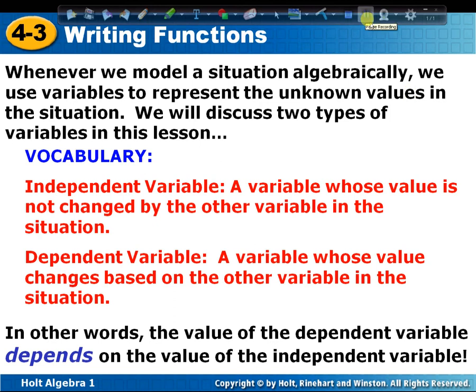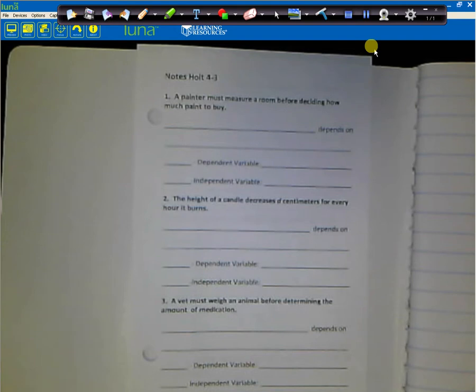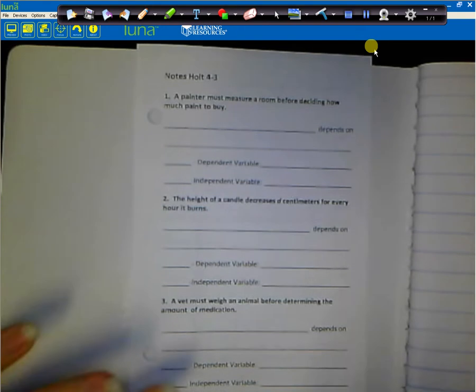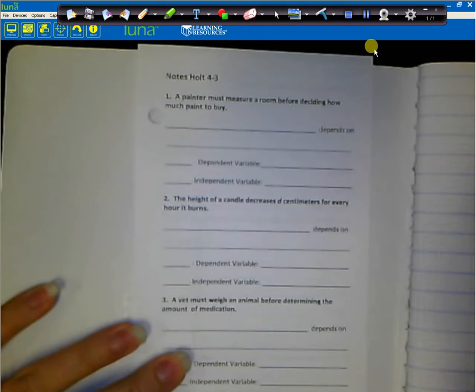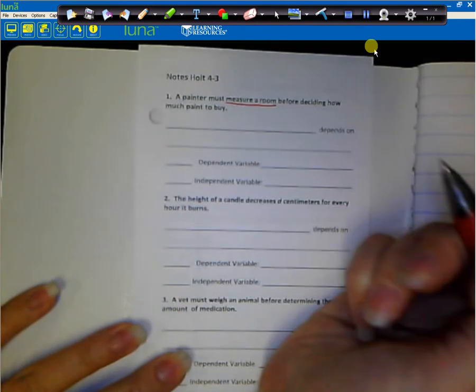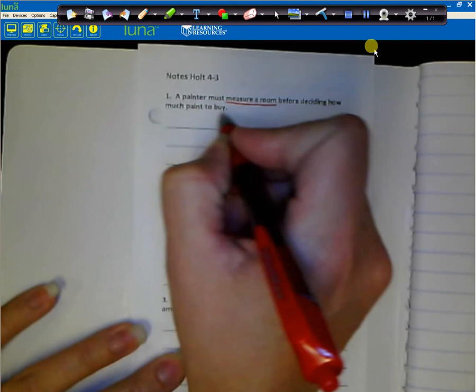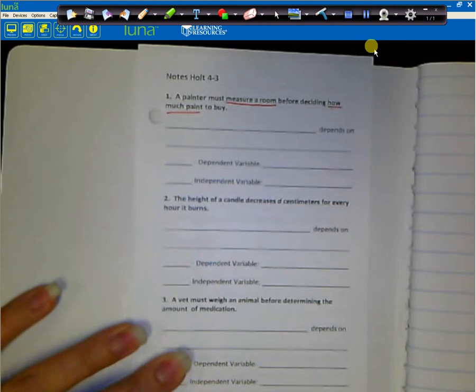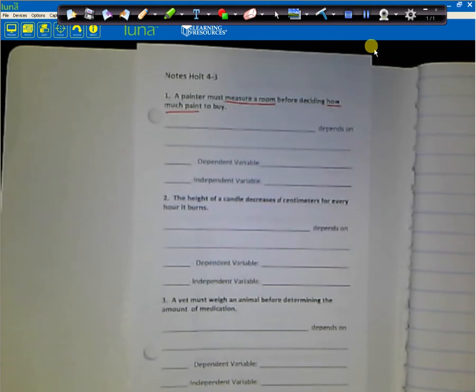Now let's look at your notes handout. Alright, your first example says a painter must measure a room before deciding how much paint to buy. The first question you need to ask is, what are the unknown values? Let's look at the statement here. It says a painter must measure a room before deciding how much paint to buy. So I'm going to underline measure a room and how much paint. These are my two unknown variables here. I need to determine which one is the dependent variable and which one is the independent variable.